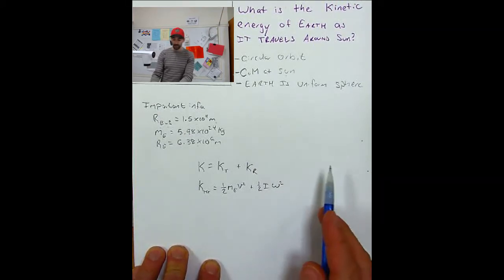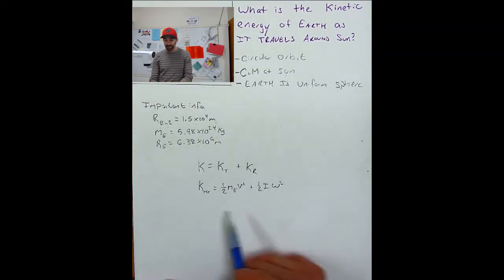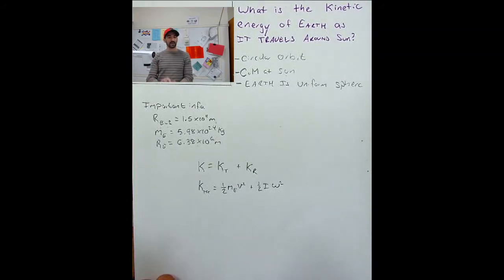Now the sidebar we're going to take is that I. Normally you can look up I, or the moment of inertia, for a uniform sphere, 2/5 mr squared. We're going to take time to actually go through and calculate that in this video. So it might be a little long, but I do think it's valuable for you to see. Again, at this point, if you want, I would recommend trying that yourself.